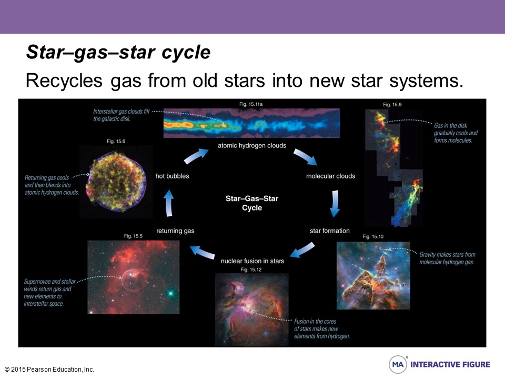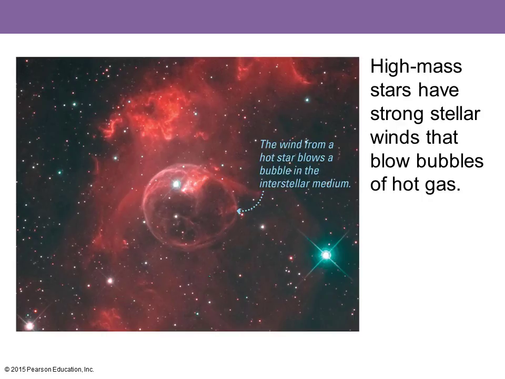It's called the star-gas-star cycle because it is a cycle, and gas goes to star, star goes to gas. So we recycle gas from old stars into new star systems. Here's an example of a high-mass star having a very strong stellar wind, a solar wind, that actually blows bubbles of hot gas out into space.